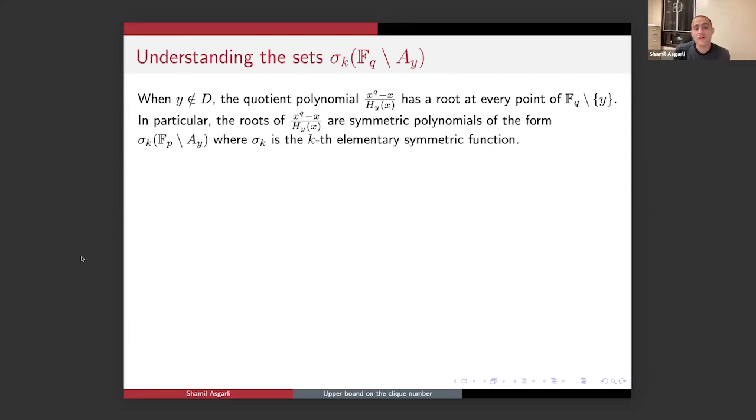Now I'm going to define certain sets, and these are going to be called sigma_k sets. So let me explain the notation.